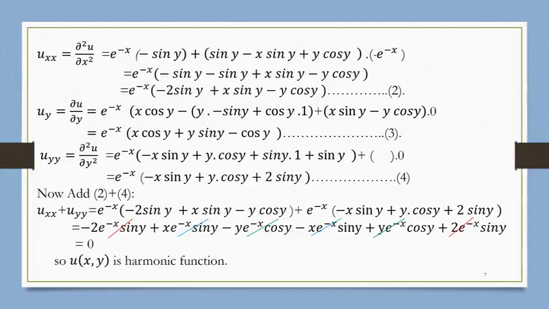That means if the result is equal to 0, the function is a harmonic function. If the result is not equal to 0, we say that u is not a harmonic function. So for this reason, the right-hand side of this equation is equal to 0, so we can say that u is a harmonic function.